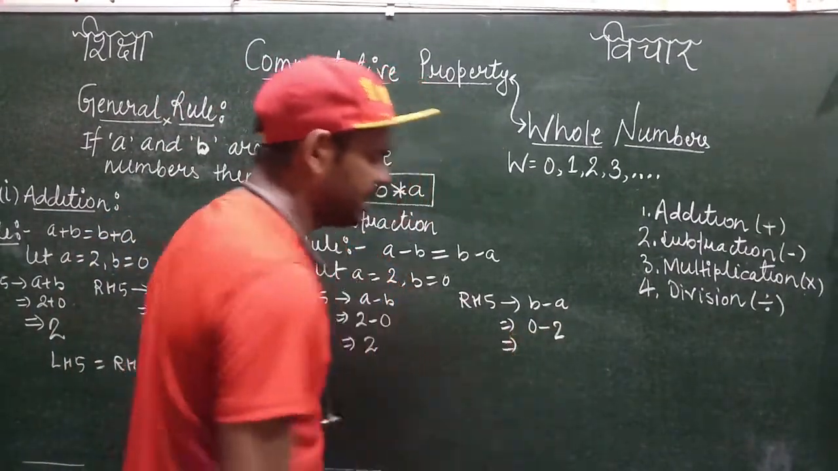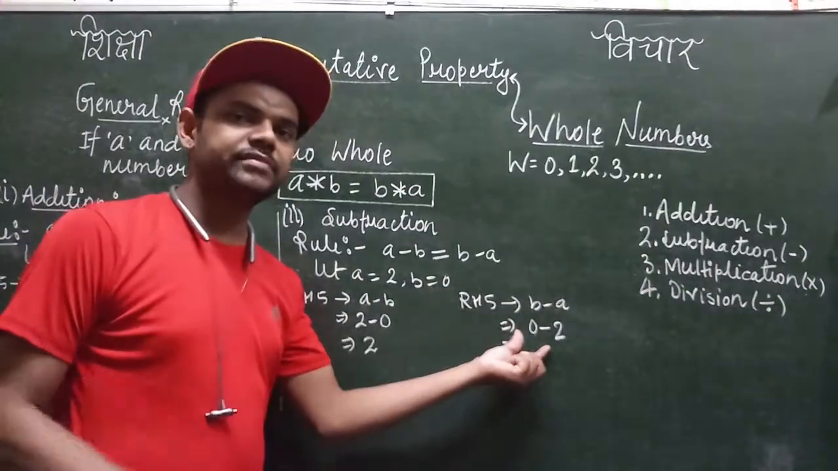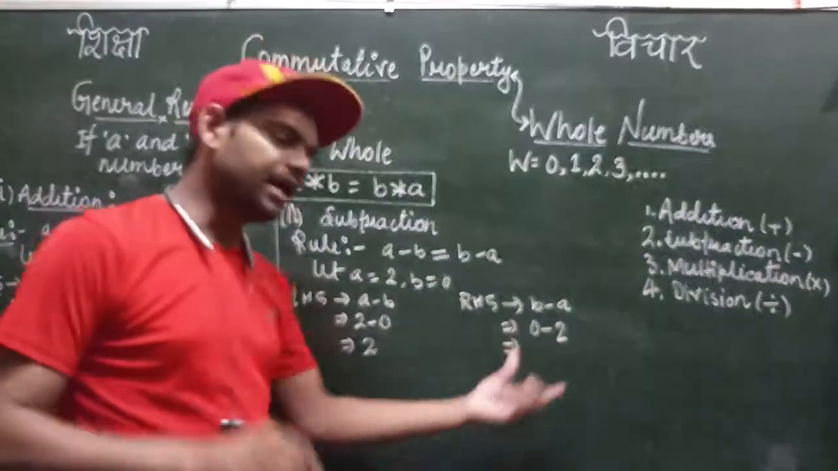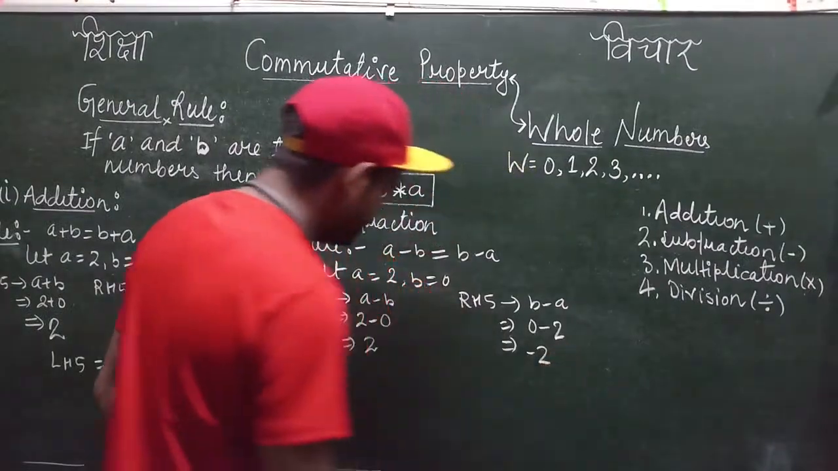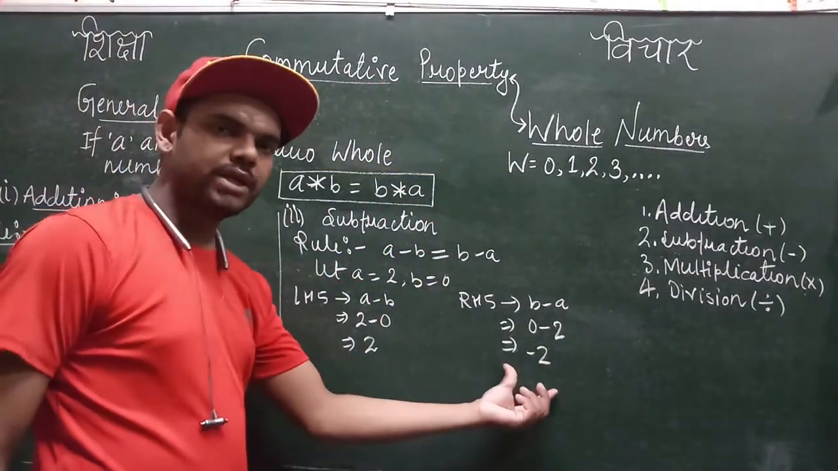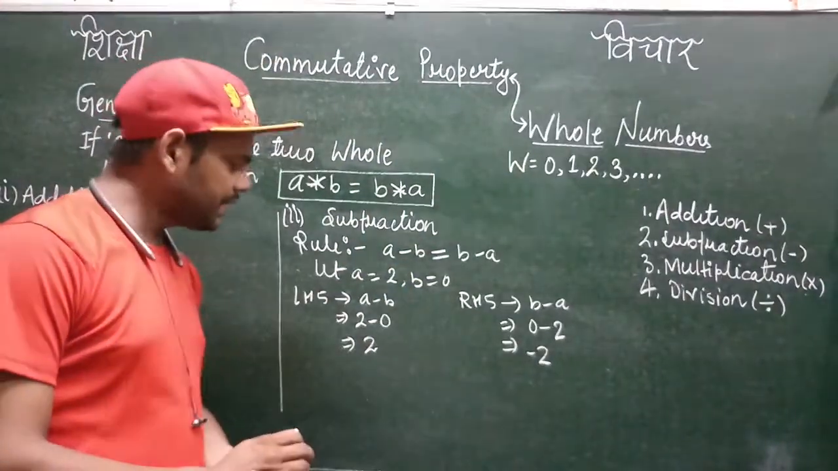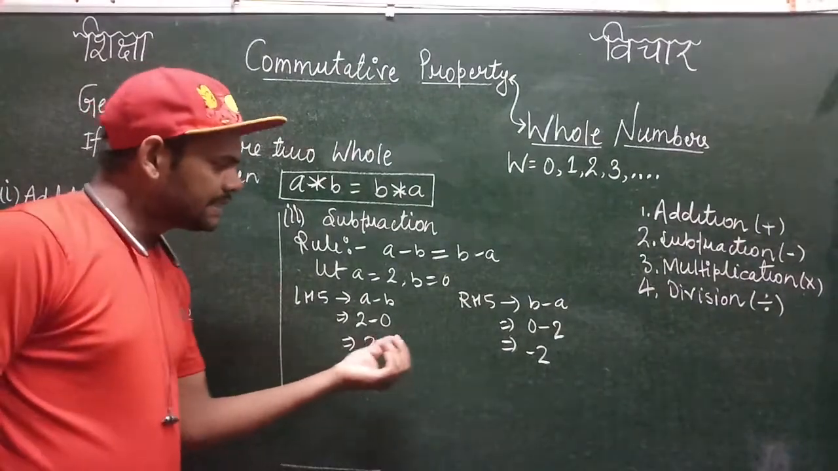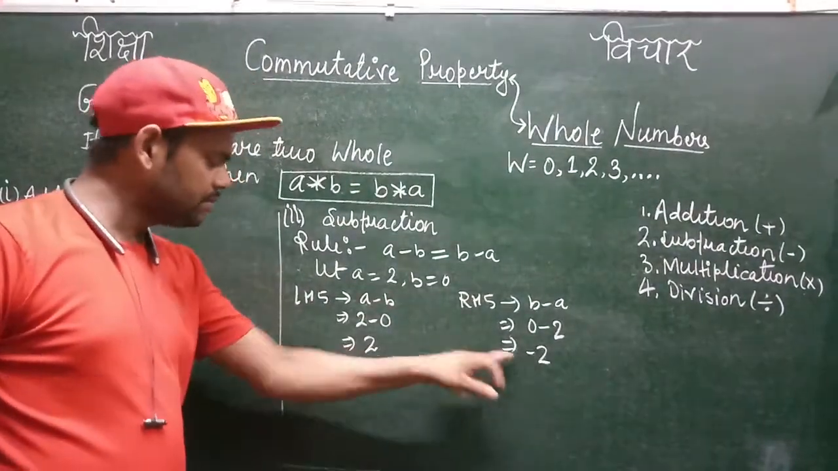And you all know that whenever you subtract something from 0, the answer would be negative, that is minus 2. Can we say that 2 and minus 2 are equal? No, we can't say it, because in mathematics signs are very important. This is negative 2, this is positive 2.